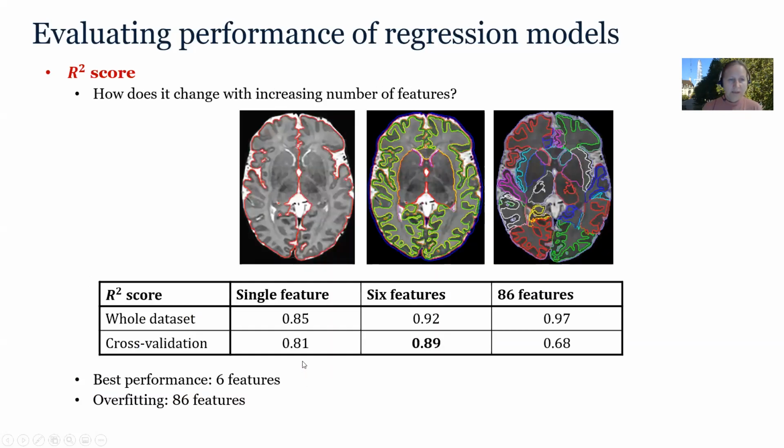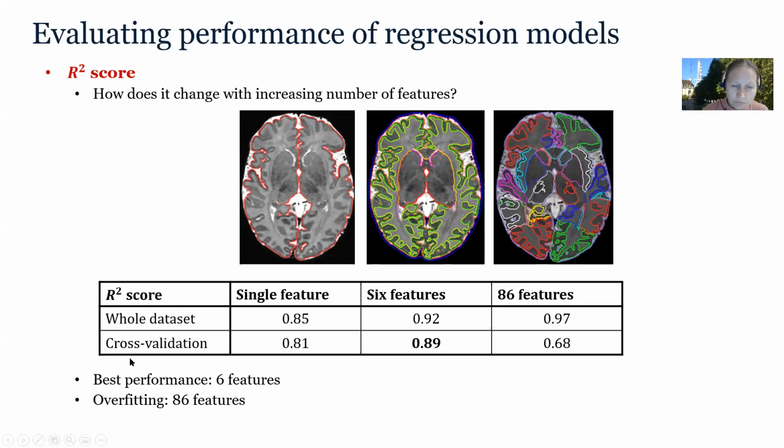Now we are ready to explore what happens if we increase the number of features in multivariate linear regression. If we measure the R2 score on the whole data set, we see that it increases with increasing number of features. But this is the same situation as we had with polynomial degree, because we cannot really say whether the model is improving or whether we are overfitting.